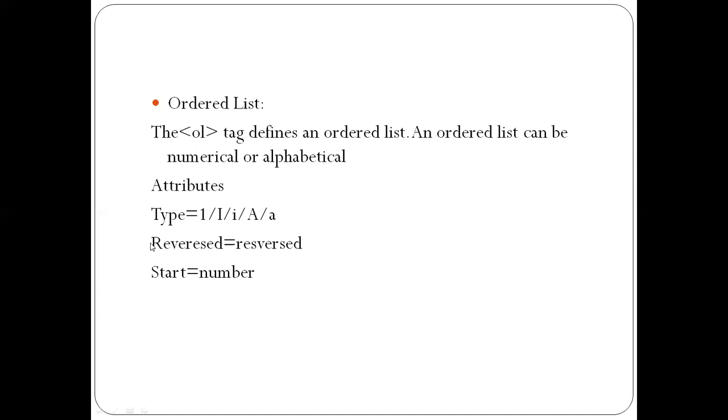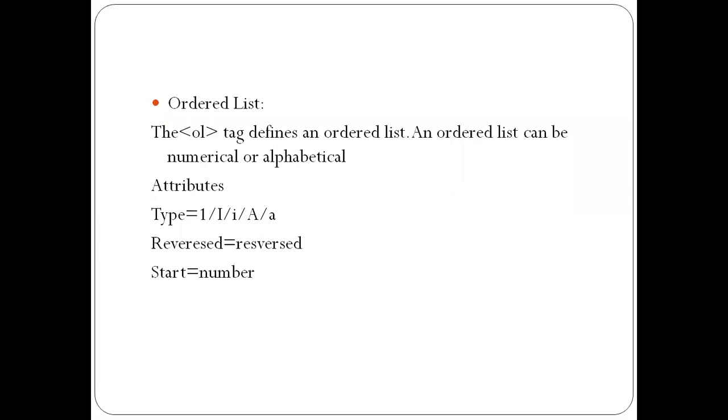Second attribute of OL tag is reversed. The value is reversed itself. If you want your list to be reversed, then you have to use the reversed attribute is equal to reversed value.